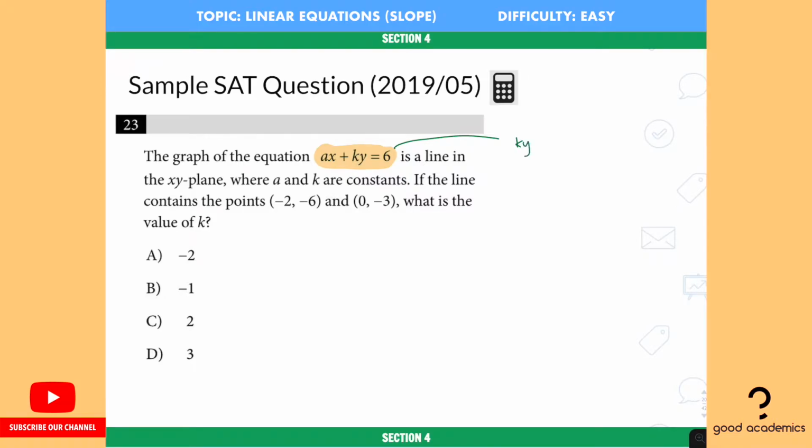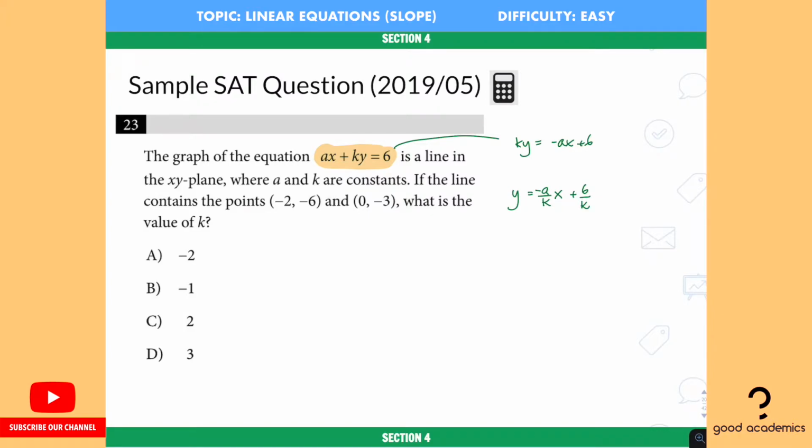Now, to do that, we'll do ky is equal to -ax plus 6. So that's how we will move the ax term to the other side, getting ready to solve for y. And to solve for y, we simply divide k on both sides. So you have -a over k times x plus 6 over k.